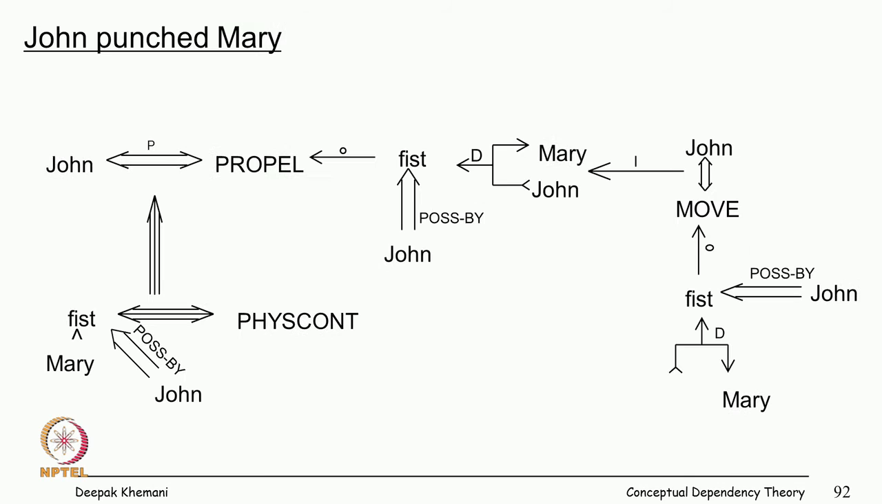If he had said John punched Mary, then you could have said he propelled his fist, which is the fist possessed by John, as you can see, towards the direction of Mary, and an instrumental act for propel was to move his fist towards Mary, and as a result of this propelling action, the fist, which was John's fist, and Mary came into physical contact essentially.